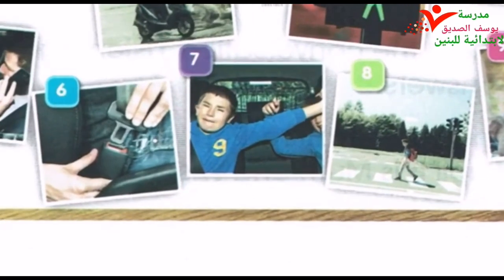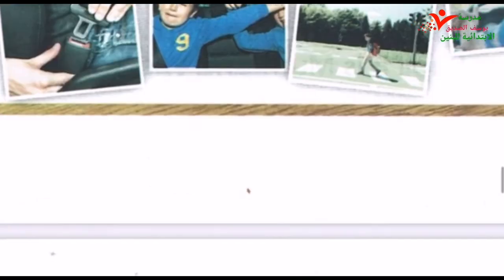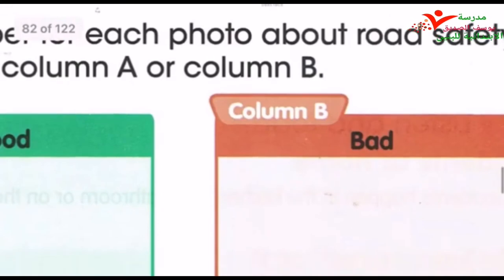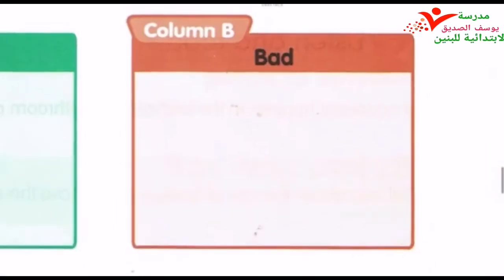Number seven. We have two young boys or two young children are fighting in the back of the car. Okay? Are fighting in the back of the car. Is it good or bad? Number 7. Well done, my dear students. Well done. You're so amazing. Well done. So number 7 is what? Is bad. Bad. Good. Well done.